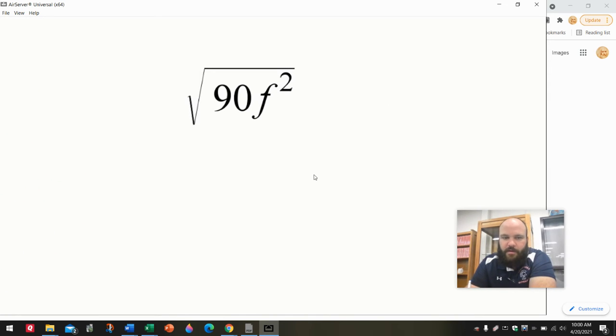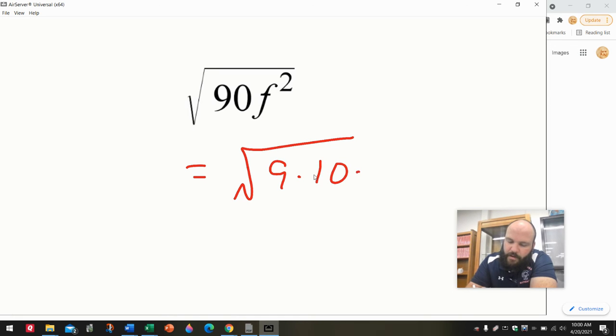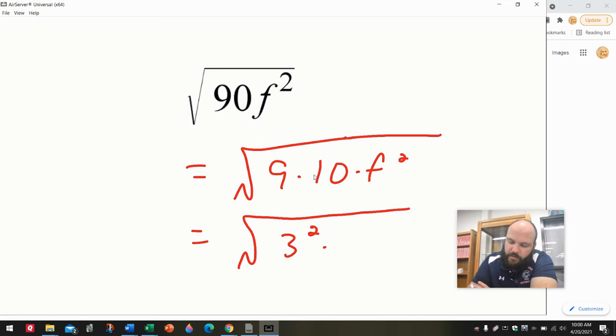Now, the next one we have here is the square root of 90f to the second. Keep in mind, these square roots cancel squares. So we want to always rewrite these so we have things that are being squared underneath. So if I look at this, 90 will break up into 9 times 10 times f to the second. Now what we're going to do is cross out every power that is squared as soon as we rewrite 9. 9 is rewritten as 3 squared times 10 f to the second.